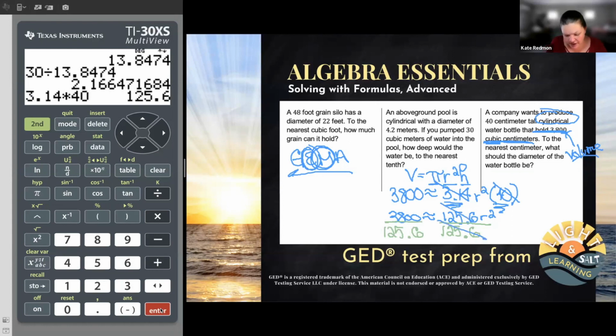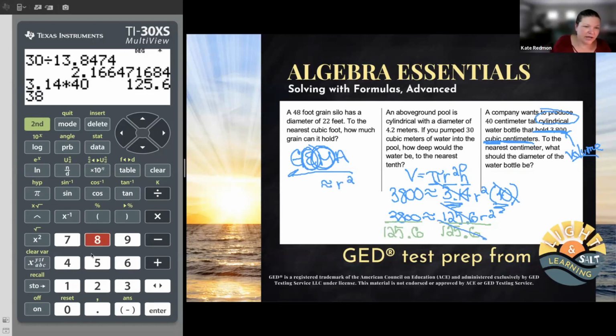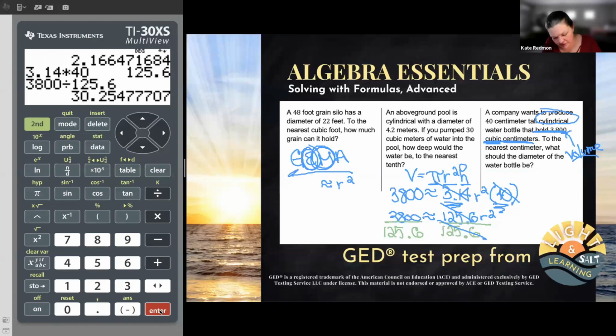Multiplying and dividing by 125.6 are opposites. They cancel. So all that's going to be left on my right-hand side is r squared. And that's going to be equal to whatever nasty thing I get when I take 3,800 and I divide by the number up above it. I just arrowed up because I'm lazy. And that equals 30.2, yada, yada, yada.